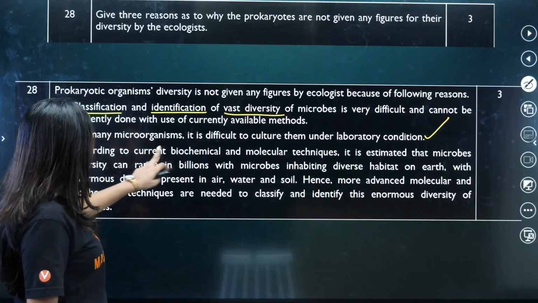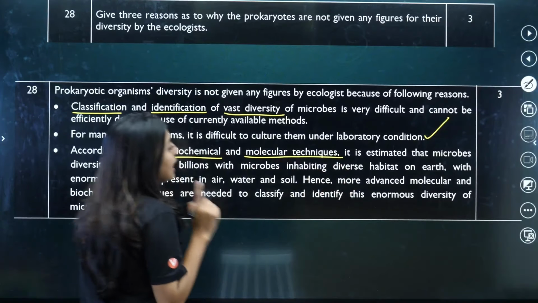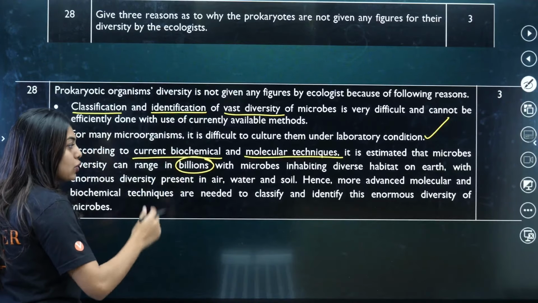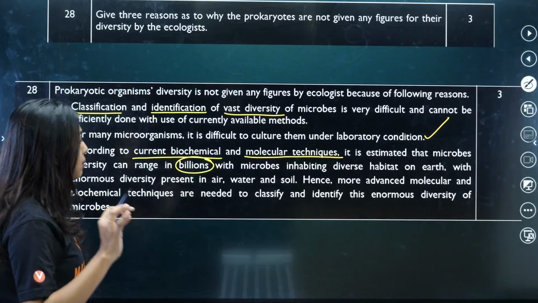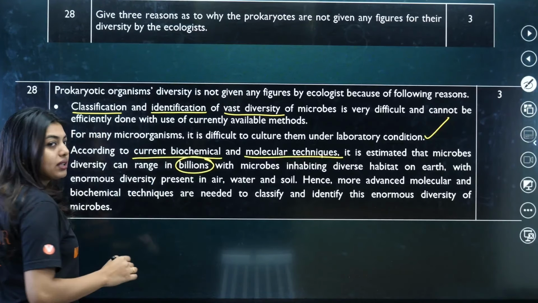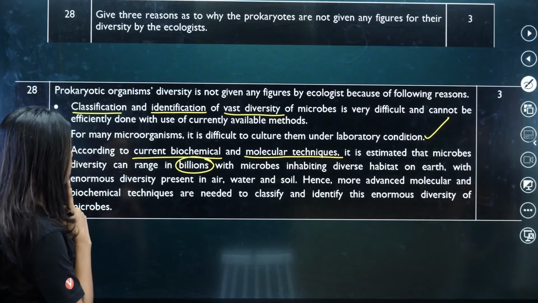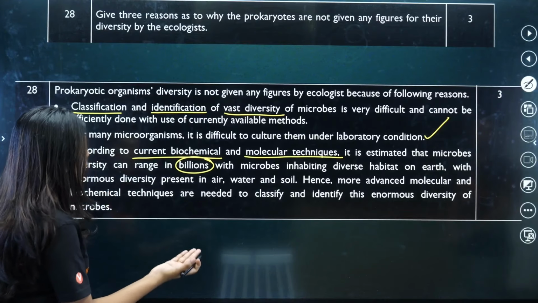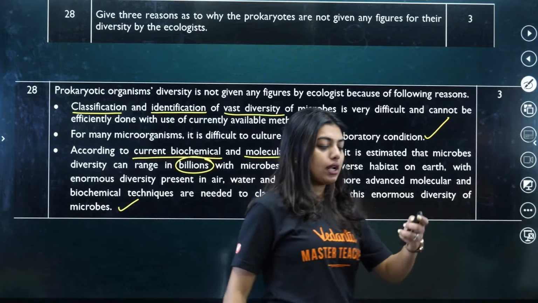Now, according to the current biochemical and molecular techniques, very important, it is estimated that microbes can range in billions, with microbes inhabiting diverse habitats on earth. That is what I told you, extreme conditions, with enormous diversities present in air, water and soil. Hence, more advanced molecular and biochemical techniques are needed to classify and identify this enormous diversity of microbes. Done? Okay, we are done with part C.